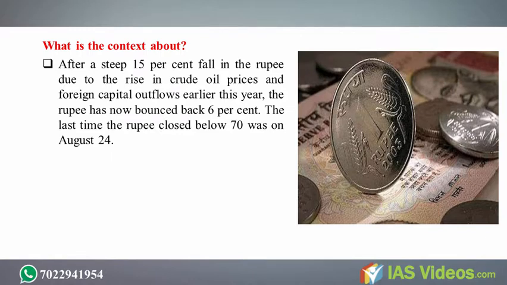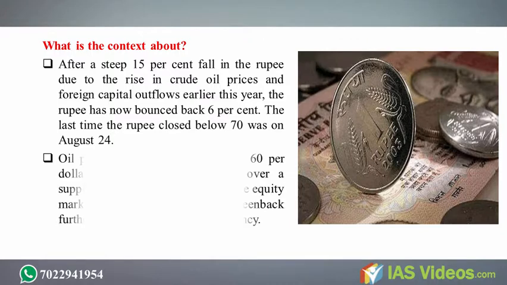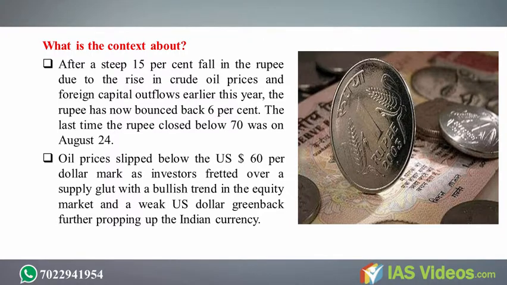What is the context about? After a steep 15% fall in the rupee due to the rise in crude oil prices and foreign capital outflows earlier this year, the rupee has now bounced back 6%. The last time the rupee closed below 70 was on August 24. Oil prices slipped below the US $60 per barrel mark as investors fretted over a supply glut, with a bullish trend in the equity market and a weak US dollar further propping up the Indian currency.